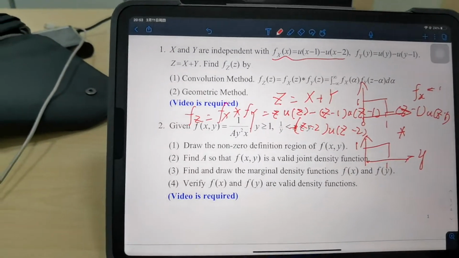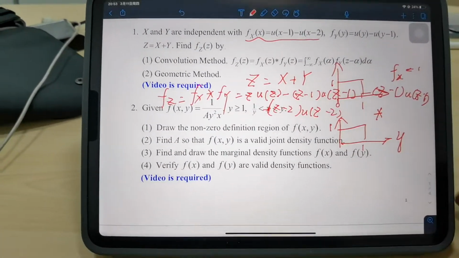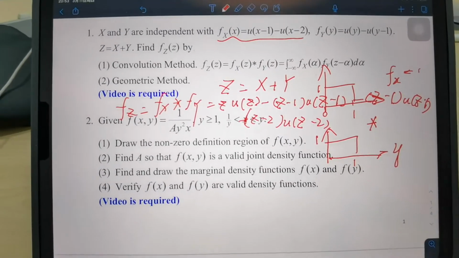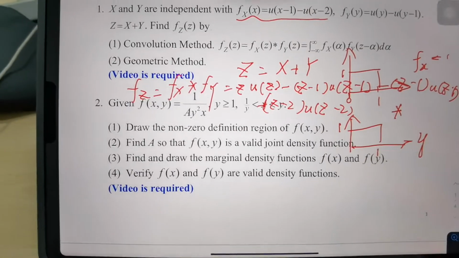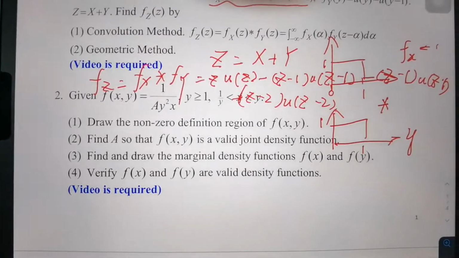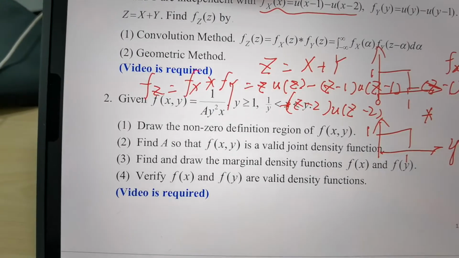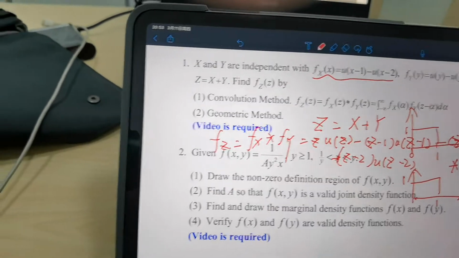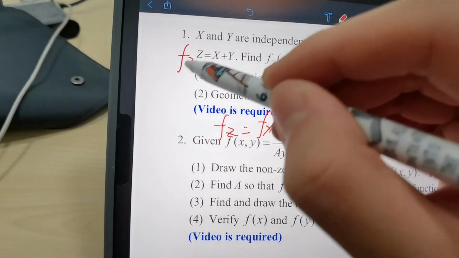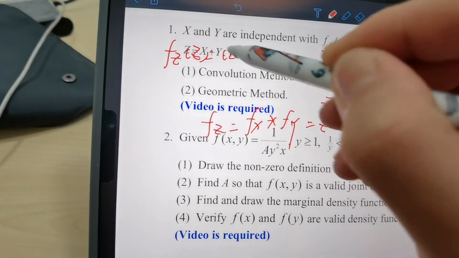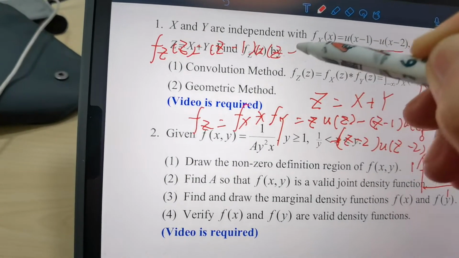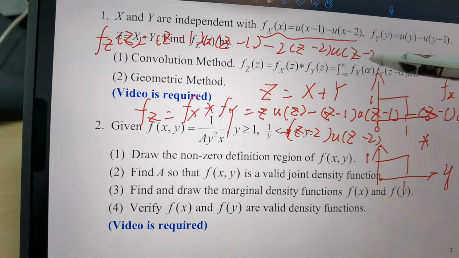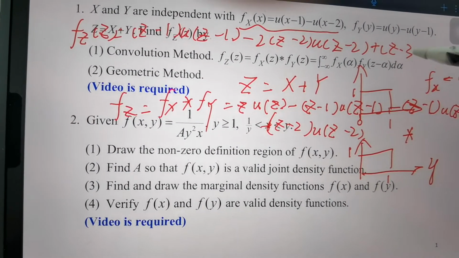But this is not the final answer because we have shifted the density function of X by 1. So we need to go back to the original function of Z. So we can see that for the density function of Z, we can get this. And this is the final result of the question.